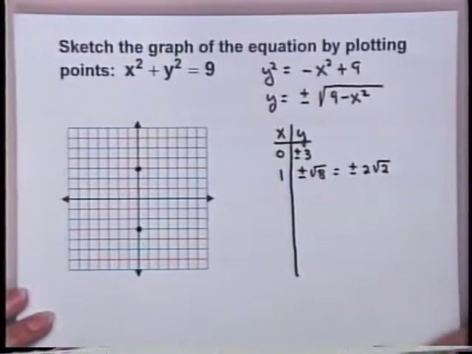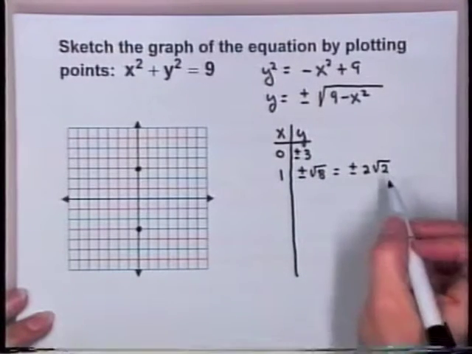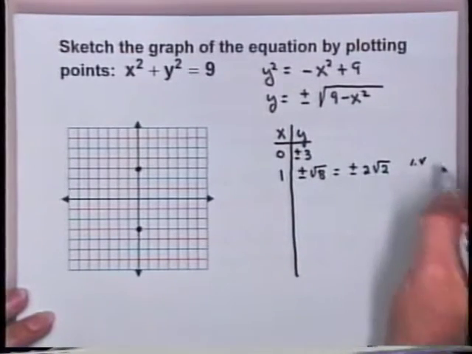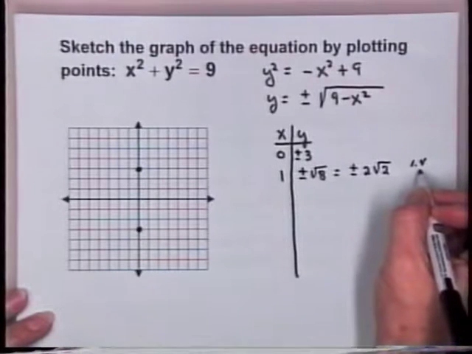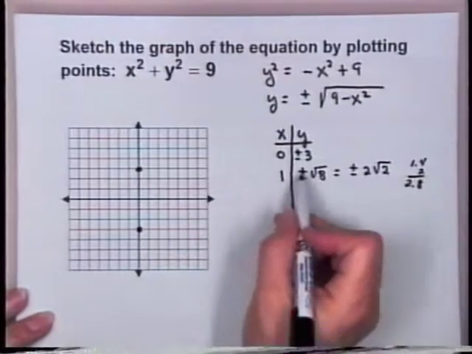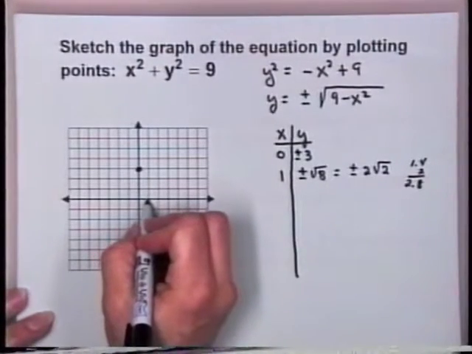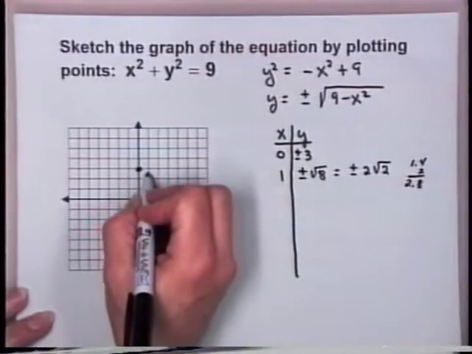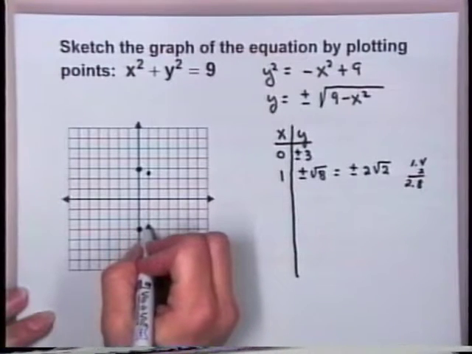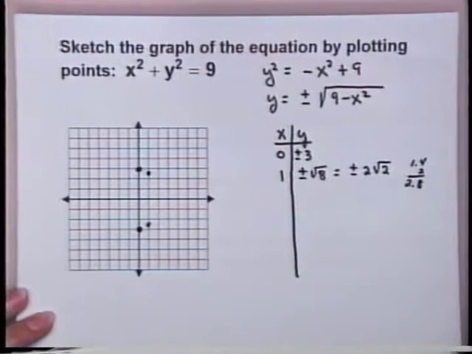I wanted to write it like this just to get an approximate value since I don't have a calculator handy. I know that the square root of 2 is about 1.4. Now, that's just an approximate value. 2 times 1.4 would be about 2.8. So that will give me an approximate location for this point. Notice again that's plus or minus. So whenever x is 1, my y value is approximately 2.8. It's not quite up there to 3, or perhaps it's negative 2.8. Okay? So you see those points right there?